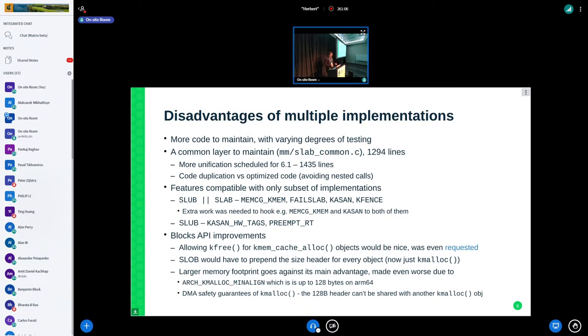And PREEMPT_RT is only for SLUB currently. It doesn't make sense to implement the necessary changes for SLAB as well. And another issue is that multiple allocators block some useful improvements. So for example, from the XFS developers, there was a request whether kfree could work not only on kmalloc objects, but also on objects from kmem_cache_alloc, because they might have some unified freeing function that wouldn't have to care.